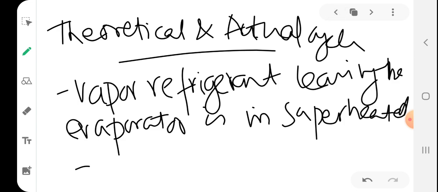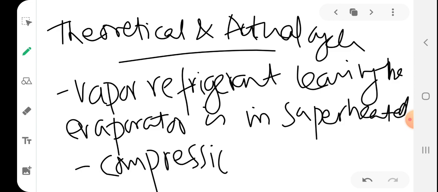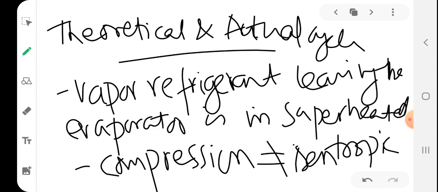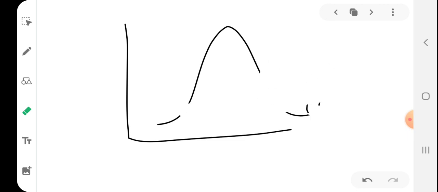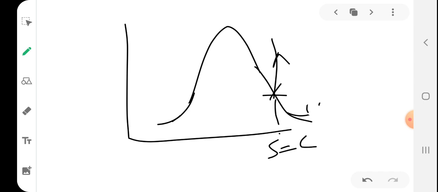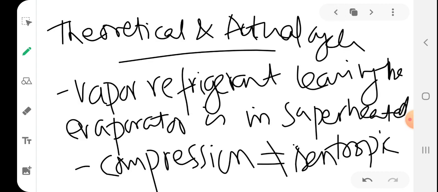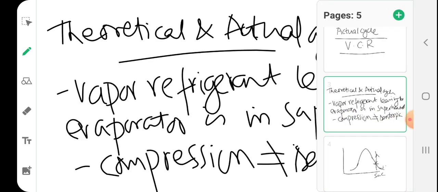And the second case is that the compression of refrigerant is neither isentropic nor polytropic. So the compression process is not isentropic or polytropic. In our theory, we depict the compression as an isentropic process, right? S equal to constant, but in the actual case, S may not be constant. So compression is not an isentropic process in the actual case.